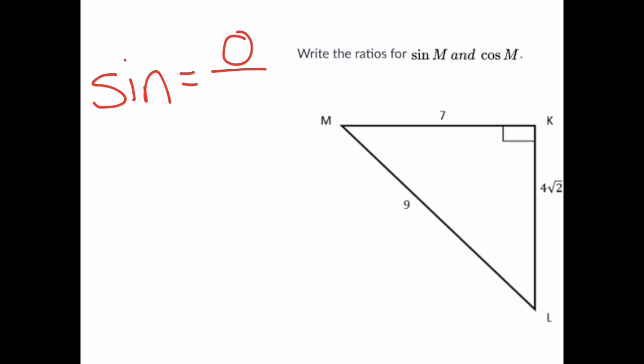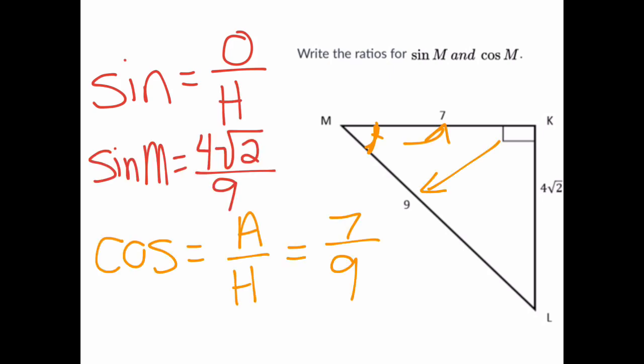To do the cosine of m, remember, it's always the adjacent over the hypotenuse. So in this case, the adjacent is 7 and the hypotenuse is 9. So the cosine of angle m is 7 over 9.